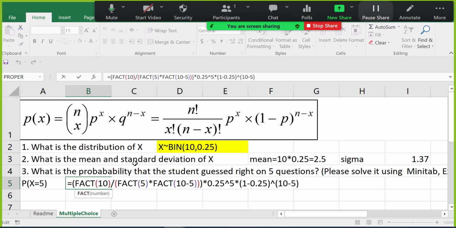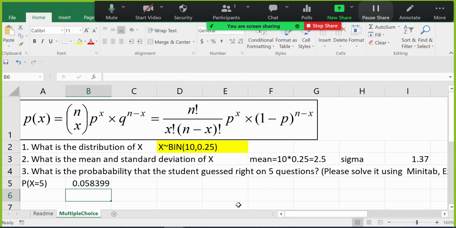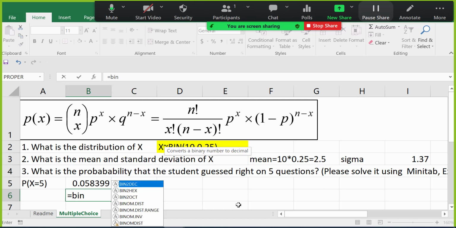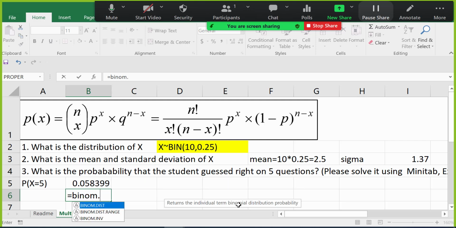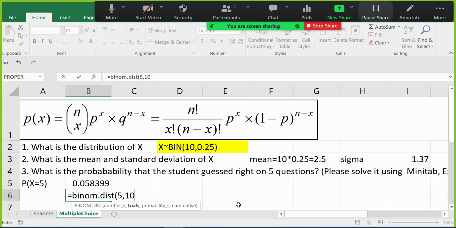So all I do is based on the formula, and then we translate it into Excel functions. Excel already has a built-in binomial distribution function, so you don't have to type all these formulas. We just use the binomial distribution function. See, binomial distribution, and then number of S. That means number of successes. In this case, I need 5 successes out of how many trials? 10 trials.